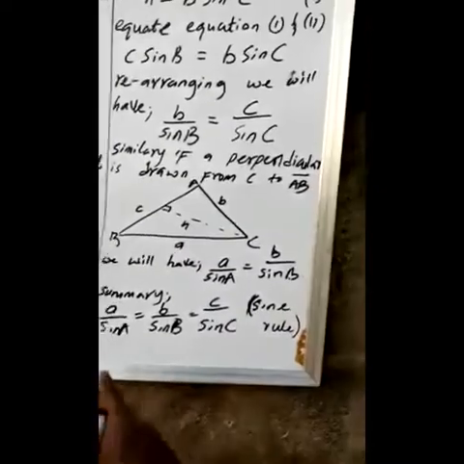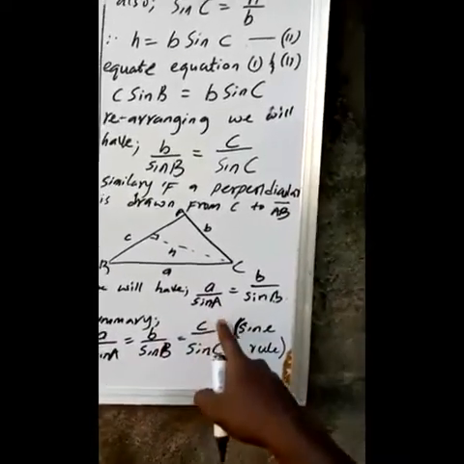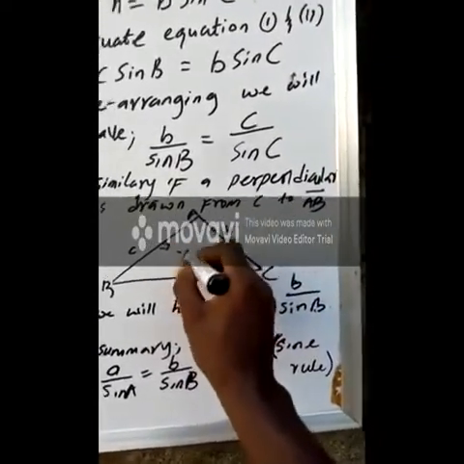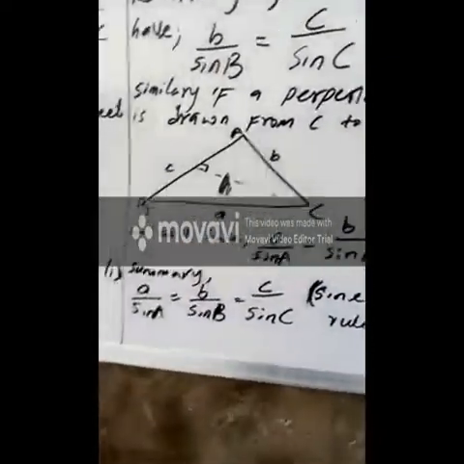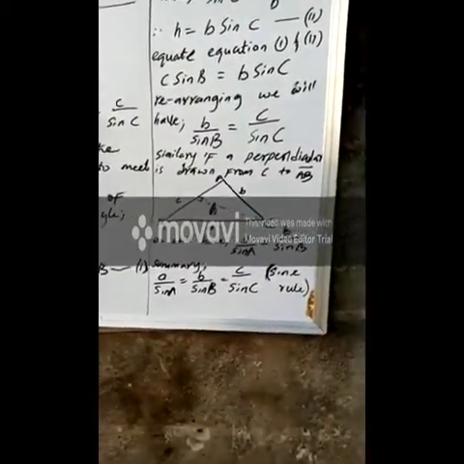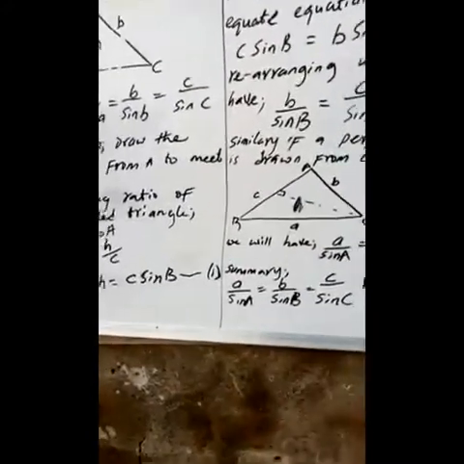So similarly, in summary, we can answer that a over sine A is equal to b over sine B, is equal to c over sine C, all is equal to k. This is called the sine rule.